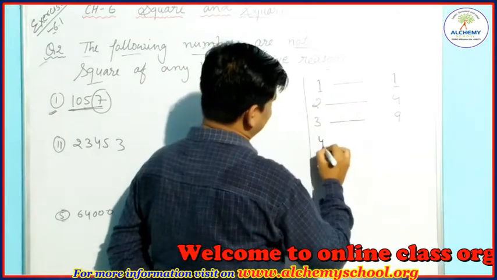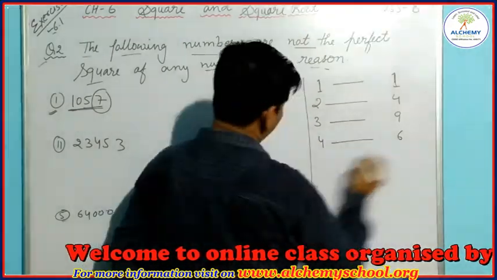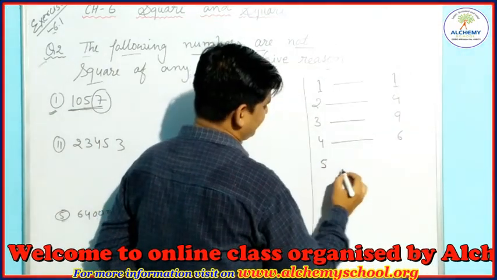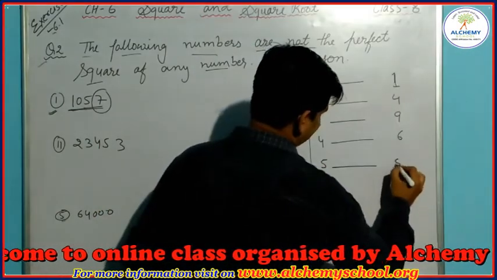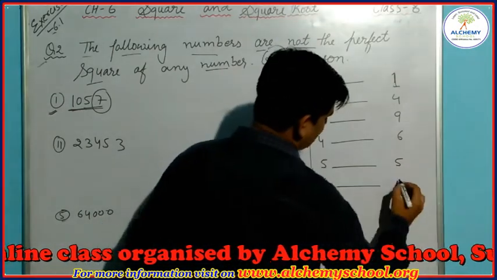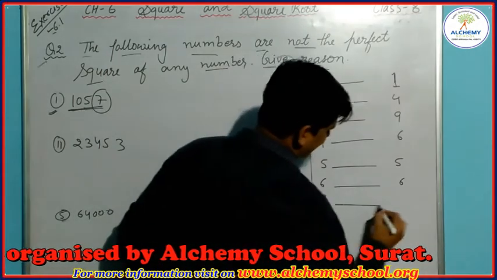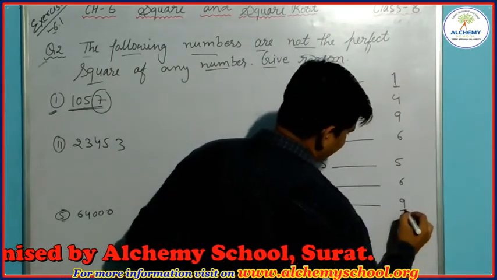If any number ends with 4, its square contains 6 on its unit place. If any number ends with 5, its square also ends with 5. If any number ends with 6, its square also ends with 6. If any number ends with 7, its square contains 9 on its unit place.